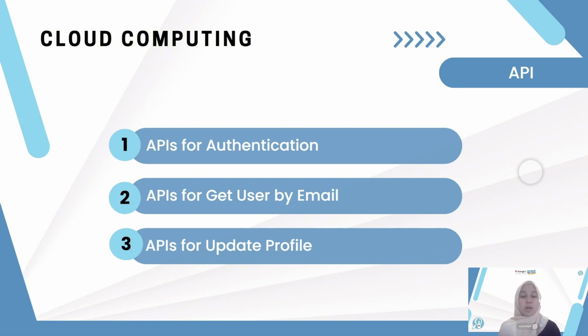Three is API for update profile. Allows user to update personal information such as their name or preference. These API are built using Node.js and Express.js, making them lightweight and scalable. The API interacts seamlessly with the main backend to ensure smooth communication between the app and server.